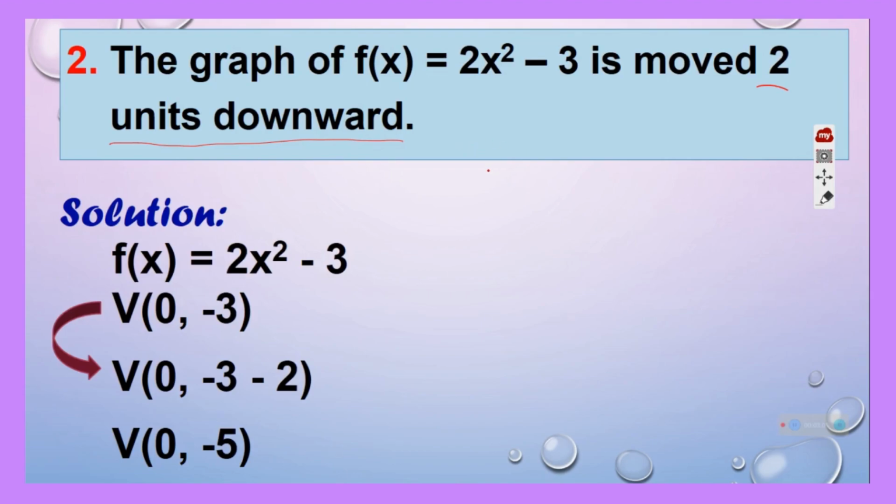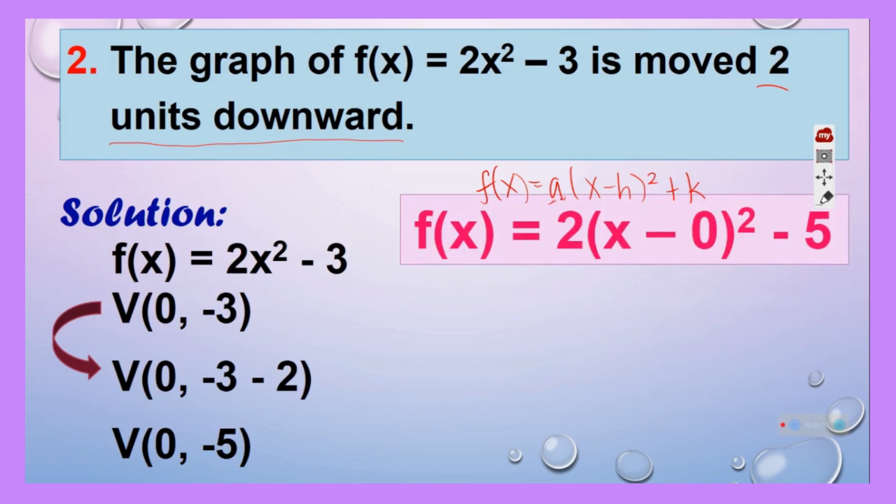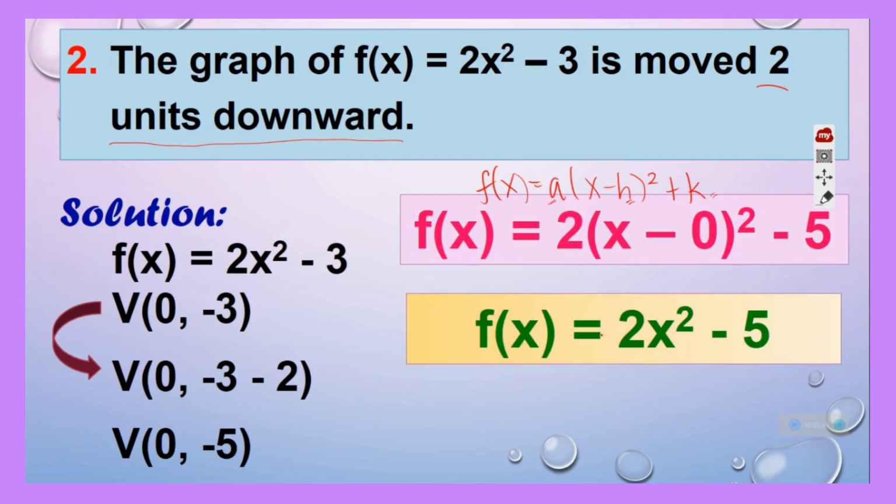And then, isa-substitute po ulit natin sa f of x equals a quantity x minus h squared plus k. So, ang value ng a ay papalitan which is 2, katulad din po nung given na function na 2 ang a, kasi wala namang pagbabago sa opening. Ang value ng h ay 0, ang value ng k ay negative 5. Then, kapag inayos na ang function na ito, f of x equals the quantity x minus 0 squared minus 5, the equation will be f of x is equal to 2x squared minus 5.